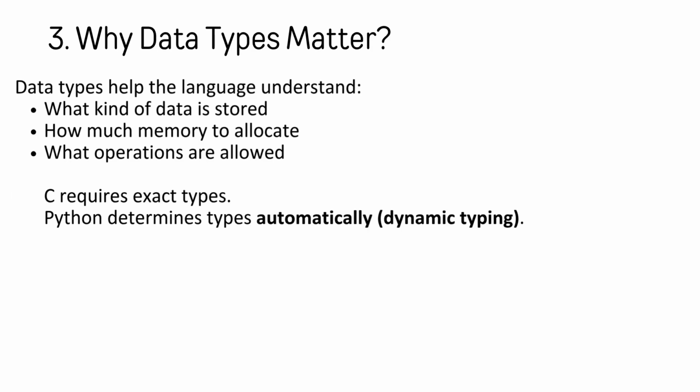Now come to the data types. Data types help the programming language understand three important things: first, what kind of data you are storing; second, how much memory it needs to allocate; and last, what operations you are allowed to perform on that data. In the C programming language, you must always declare the exact data type before using a variable because C is a statically typed language. But in Python, things work differently. Python automatically determines the type of data at runtime. This is called dynamic typing, and it makes Python more flexible and beginner friendly.